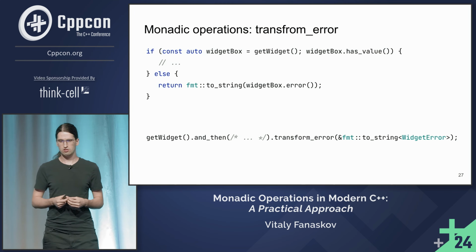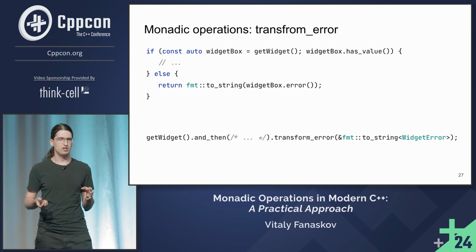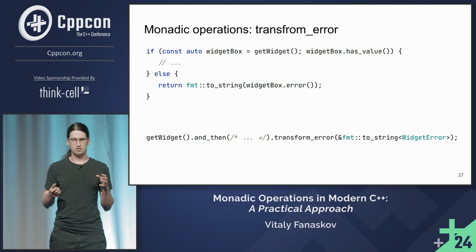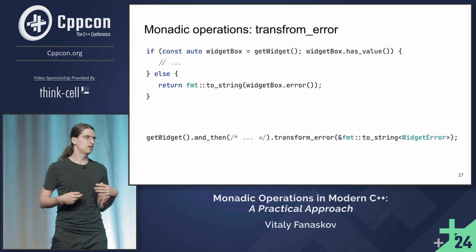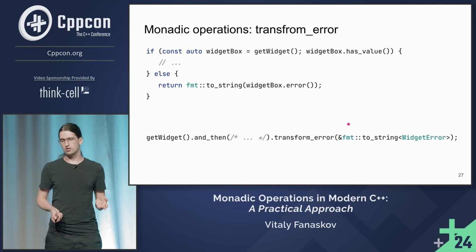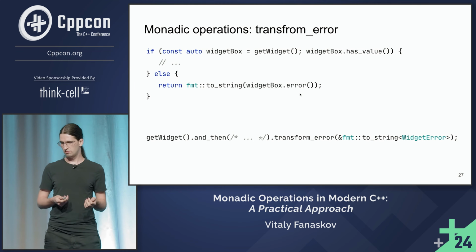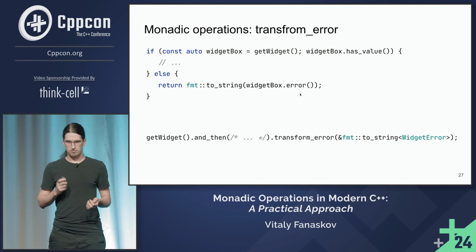Another super useful function, we will get back to it a little bit later as well. The same way you can transform the value, you can transform an error as well. And this function is used basically to change the type of an error. Like here, for instance, we transform the widget error to string somehow, and here we are doing the same if there is an error.